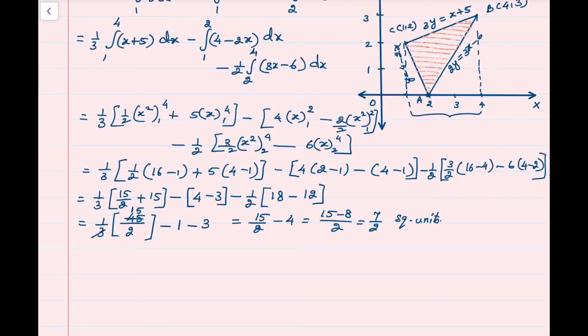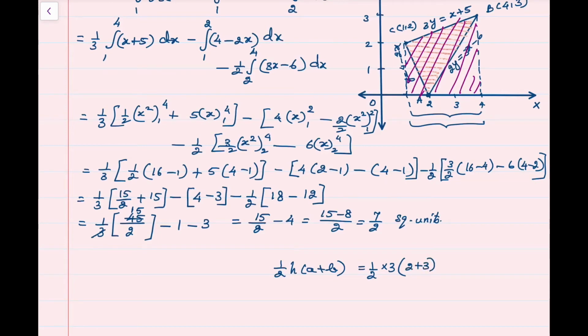Easily we can check this answer. The first integral gives the area under the line BC, which is the area of the trapezium. Area of the trapezium is half into h into (a plus b). Half into height of this trapezium, which is 3 units, from 1 to 4, and the lengths of the parallel sides are 2 and 3. 15 divided by 2. That is our first term.